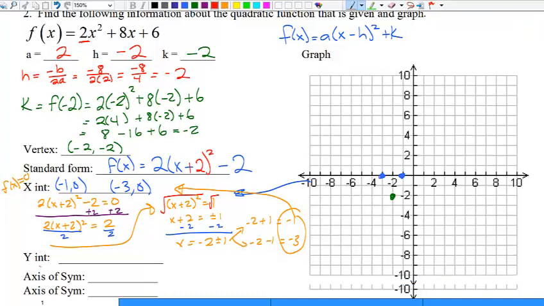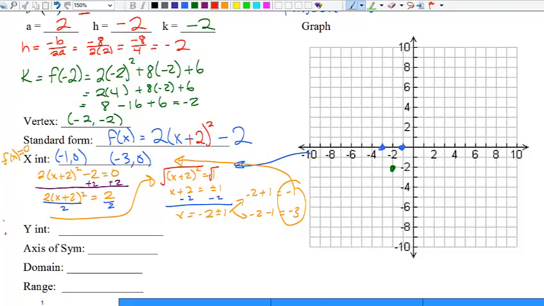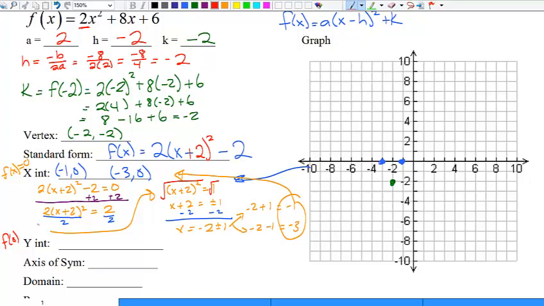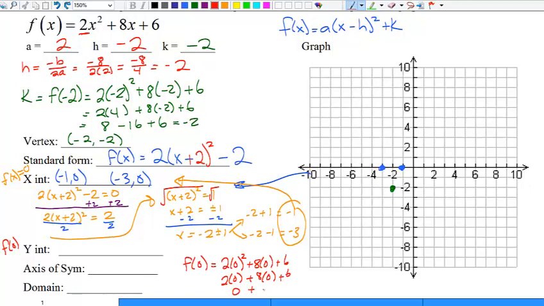The y-intercept I did not get for free here, did I? So I'm going to do f of 0, and you can do f of 0 to the original problem, or you could do it to the standard form. Either one's going to work. I'm going to go ahead and do it to the original problem. I think for me that's a little easier. 0 squared is 0. 2 times 0 is 0. 8 times 0 is 0. Plus 6 is 6. So I have a y-intercept at 0, 6.